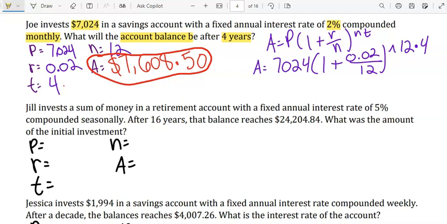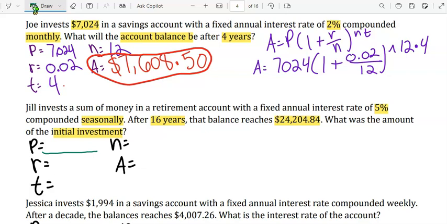Let's look at the next one. Jill invests a sum of money in a retirement account with a fixed annual interest rate of 5% compounded seasonally. After 16 years, the balance reaches $24,204.84. What was the amount of the initial investment? So let's write out all of our givens. P is for the initial investment. We don't know what that is, so we'll leave that blank for now.